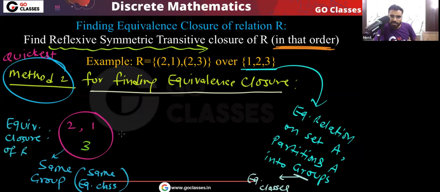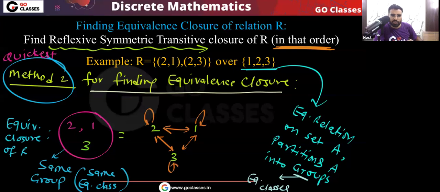That is basically 2, 1, 3. These are in the same group. Okay, if they are in the same group, then you can simply say that they are related to each other. Okay, 2 related to 1, 2 related to 3, 1 related to 3. Okay, yes or no? They are related to each other, and of course there is self loop also.